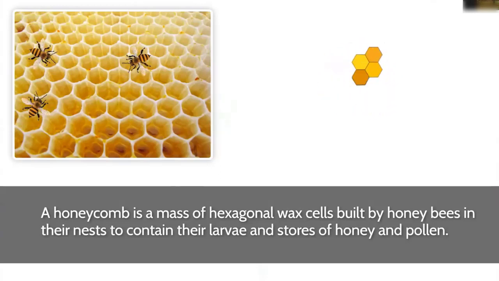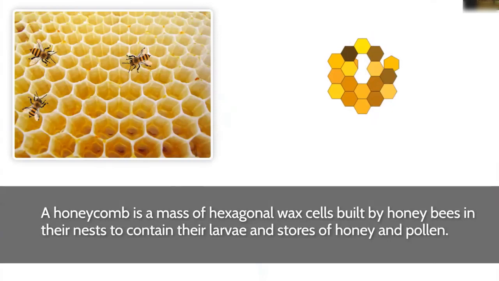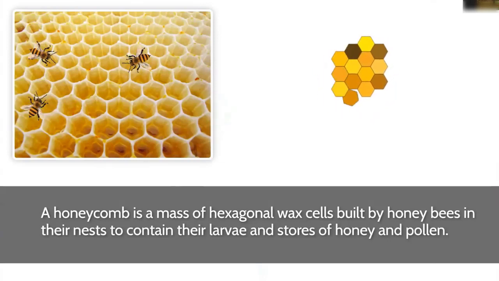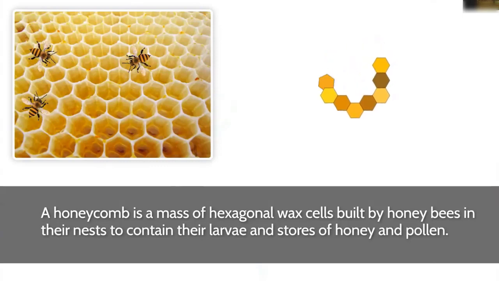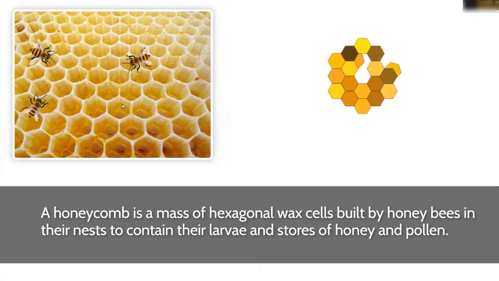If you look at this figure, on the left side, you could see the honeycomb there. It's wonderful, it seems like something man-made because it's so precise. Look at this, all of them are hexagons connected to each other. They have 6 walls here. A honeycomb is a mass of hexagonal wax cells built by honeybees in their nest to contain their larvae, babies, and stores of honey and pollen. That's the reason for making the honeycomb.